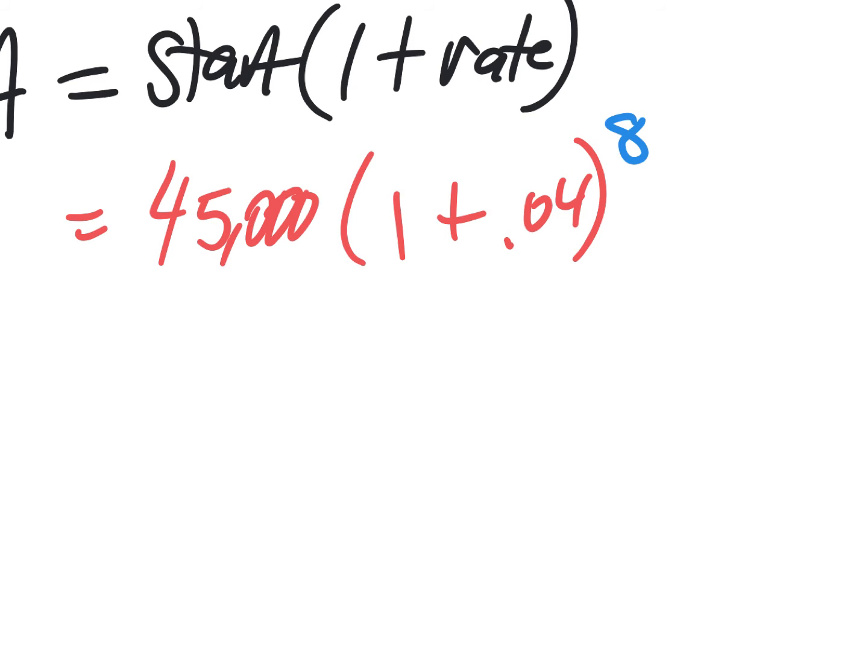45,000 times 1 plus the rate to the power of 8. Can you shortcut this by saying 1.04? Yep. 1 plus 0.04 is 1.04. So that would make it a little quicker. Everybody type that in. That's how you get your answers. You grab your calculator and you type it in. Everybody type it in.